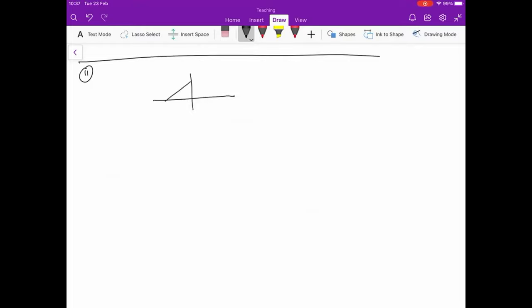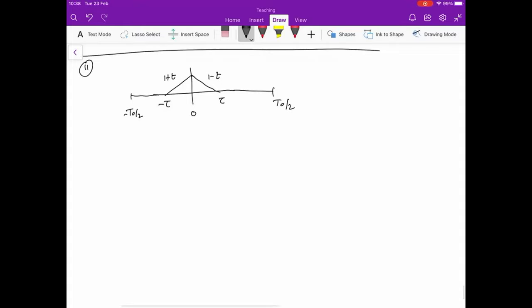And this is what it looks like. So it goes from minus tau to plus tau. T naught is out there somewhere, but we can ignore it for now. And this is zero, and the equation over here is one plus t, and the equation here is one minus t. And that's what a triangular pulse looks like. And it's in some range, minus T0 over two to T0 over two. And it repeats every T0. Okay, so any questions about that?